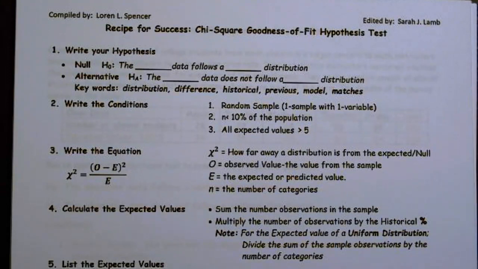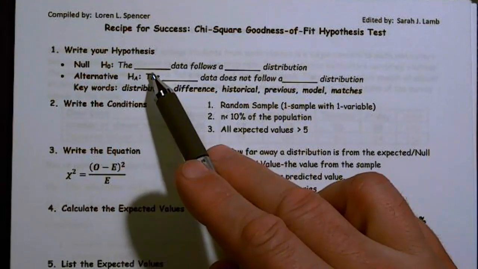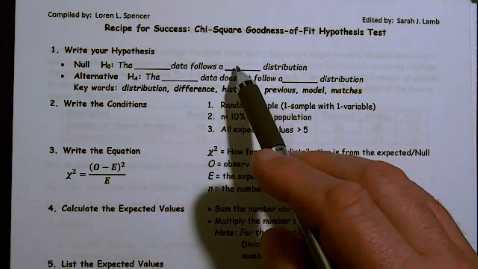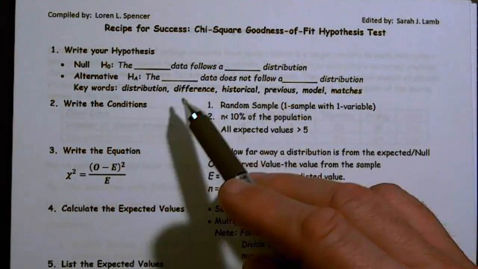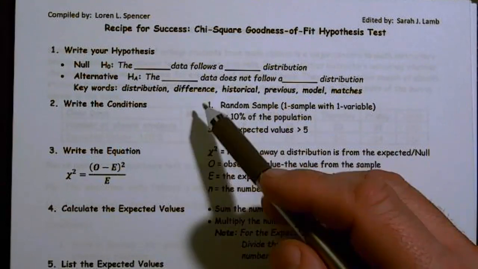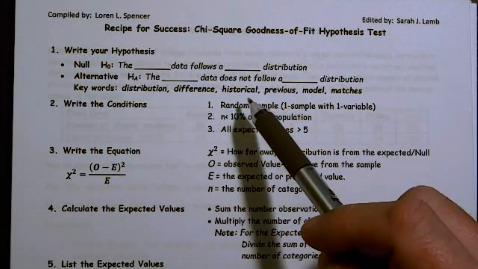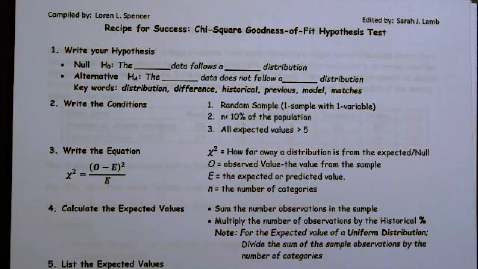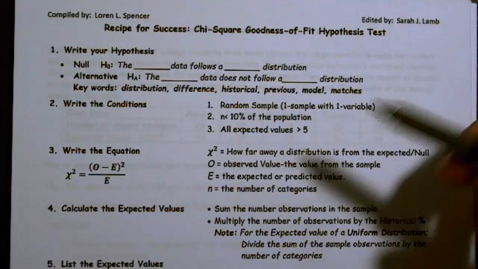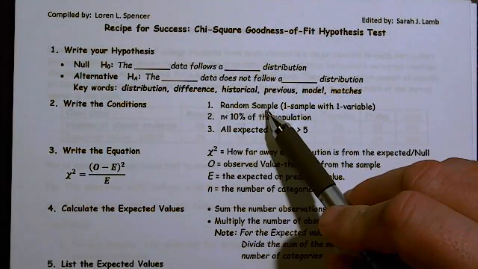So starting off, the null: the blank data, how we would describe the data, follows whatever type of distribution we're expecting: historical, previous, uniform, normal, whatever. Alternative: whatever our data variable is does not follow whatever description we had, historical, previous, current, uniform, etc. The conditions: random sample, all right?